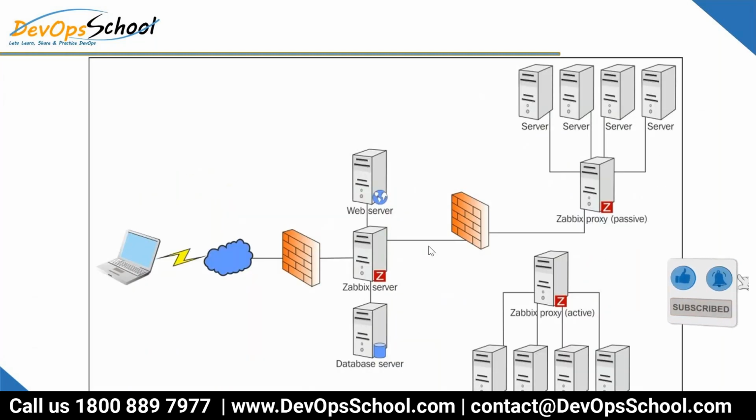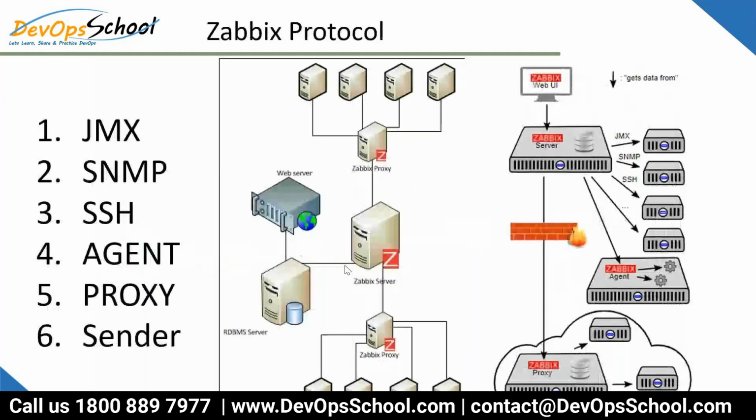One more example here. See, this is the Zabbix web and all this, and here you have a proxy, active proxy and passive proxy. So see here, the active proxy you can directly connect to the Zabbix server. For the passive proxy, we have a firewall, and through the firewall you can connect to the passive proxy. All this we'll discuss in detail in upcoming sessions.